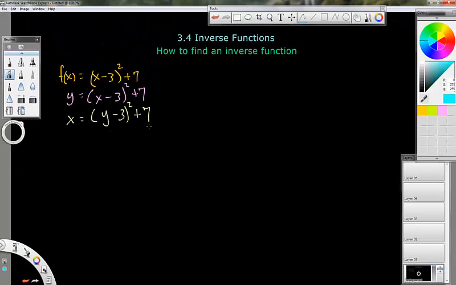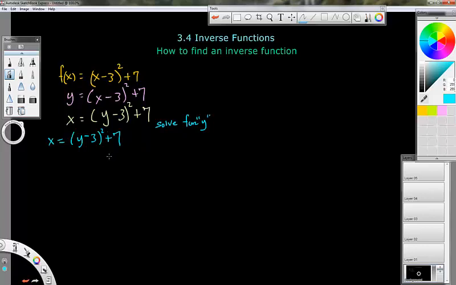Step 3 would be to solve this thing for y. Okay? So I'm going to rewrite this equation here. x equals (y minus 3) squared plus 7. And then I'm going to solve this thing for y. Okay, let's make a note. Solve for y. Make it say y equals everything else.